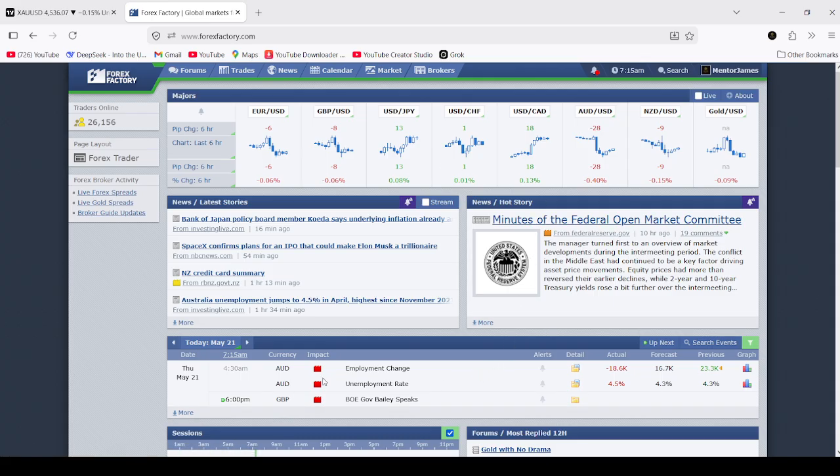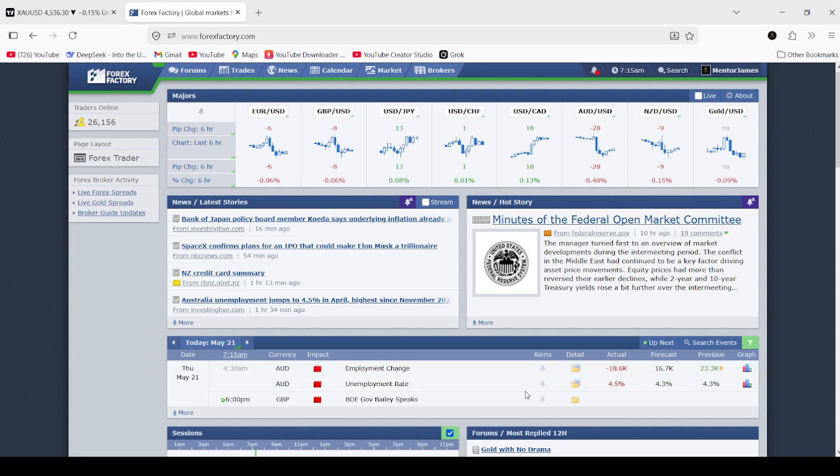In the morning we had AUD employment change and unemployment rate. They were released and impacted the asset negatively. Therefore, this was a sell for this instrument.